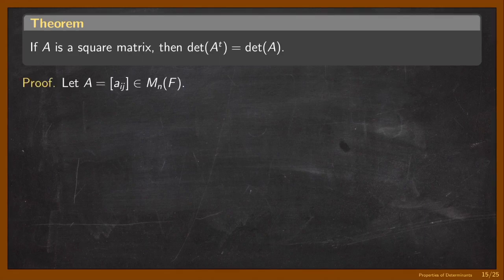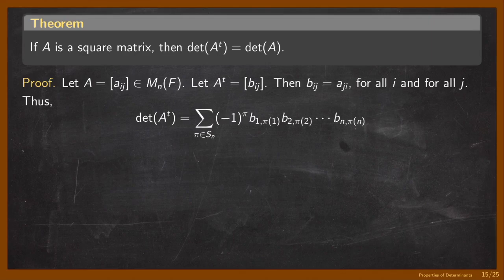For a more technical proof, if you have A with entries Aij, let's say the transpose is Bij. By definition, Bij is equal to Aji for all i and for all j because we're swapping the rows and the columns. So the determinant of the transpose is equal to the following sum using the definition. Now take note that we are using the b's because they are the transpose. Because Bij is equal to Aji, we can turn this all into a's now. But then we have to swap the row numbers and the column numbers, right?